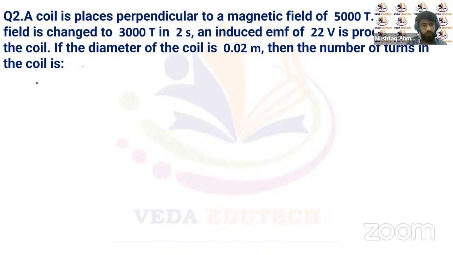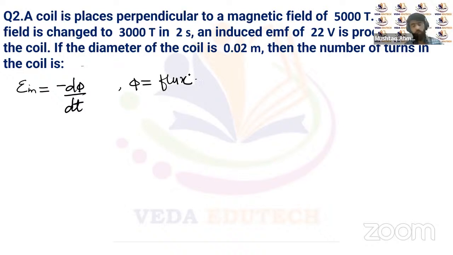Now we know that the induced EMF is given as minus d phi over dt, according to Faraday's law, where phi is the flux. So if the flux changes through the coil, then the EMF will be induced in the coil. Now let's try to calculate the flux through the coil. We know that for a uniform magnetic field, the flux is equal to B dot A. This is the flux.